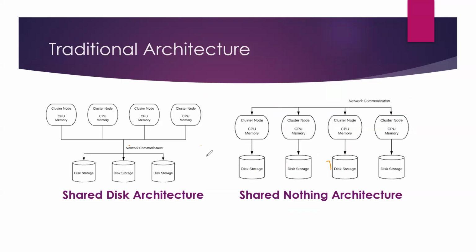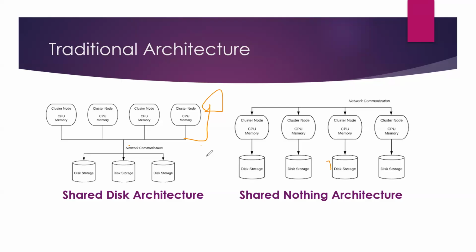If you want to add one more node, it's very easy to add. In a shared disk architecture, it's very easy because it's simply adding one node to the cluster. The disk is already connected to the interconnection network, so the data is shared through the same network connection. That is one advantage.